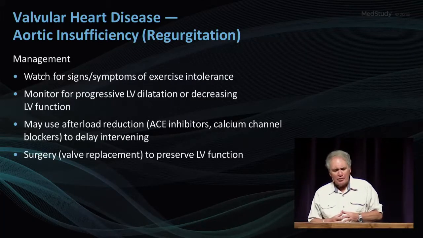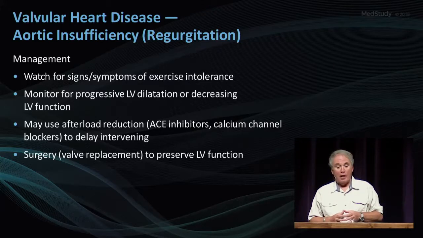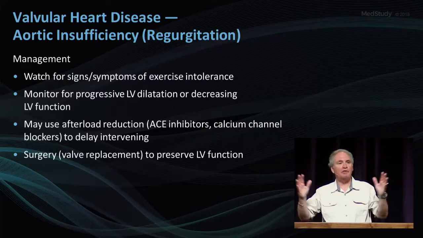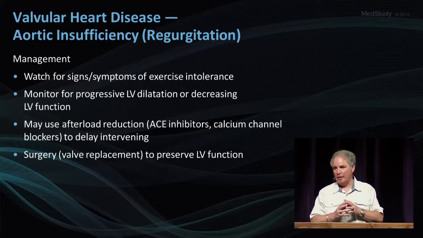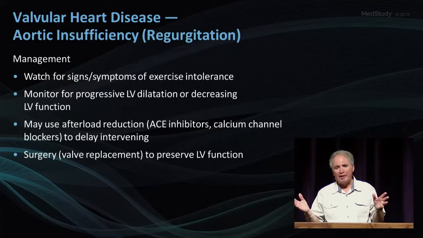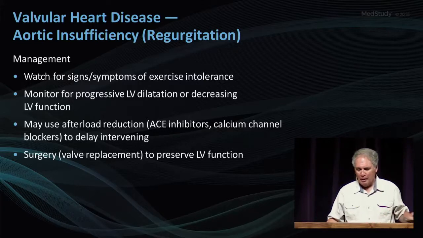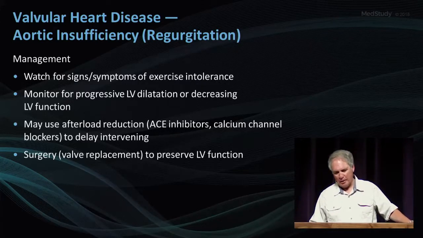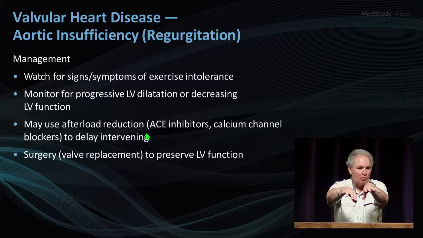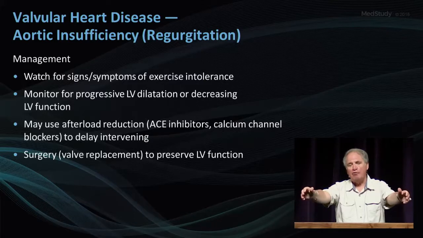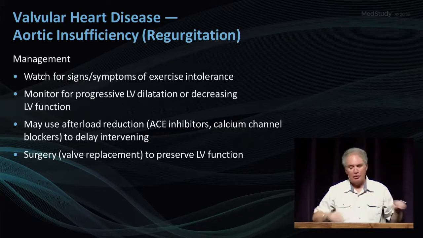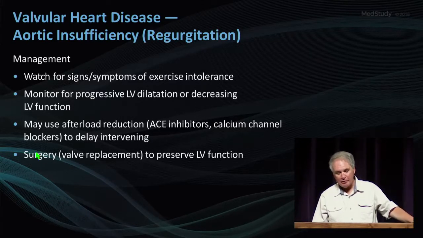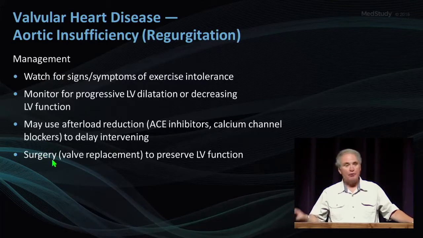What do you do about patients with aortic insufficiency? Watch for signs and symptoms of exercise intolerance. Monitor left ventricular size and function. If any of these start deteriorating, intervention is required. You can use certain drugs that unload the heart, vasodilators, sometimes calcium channel blockers, to promote forward flow from the aorta and try to mitigate the backflow into the left ventricle: ACE inhibitors, calcium channel blockers, and then there's surgery.